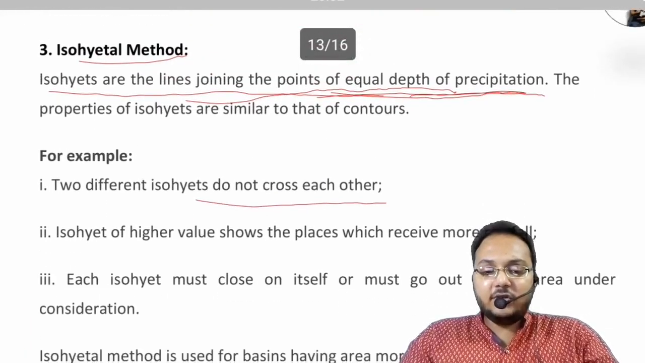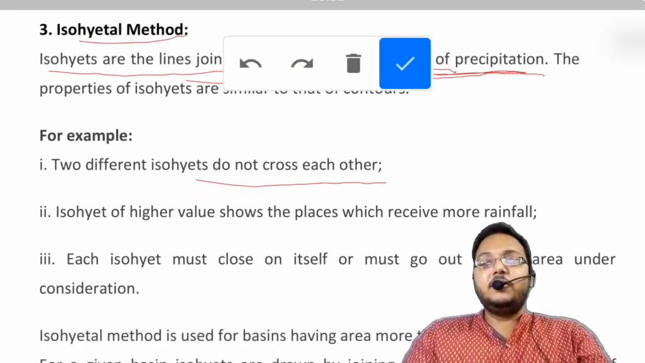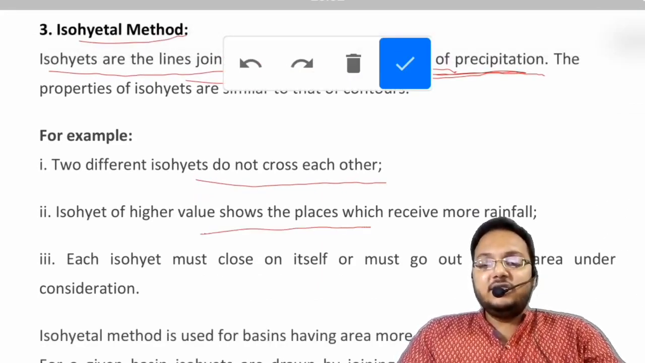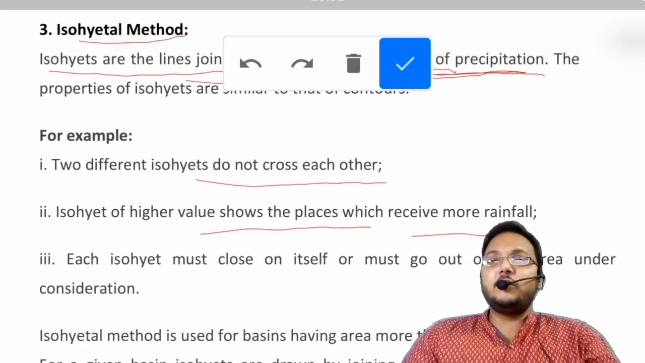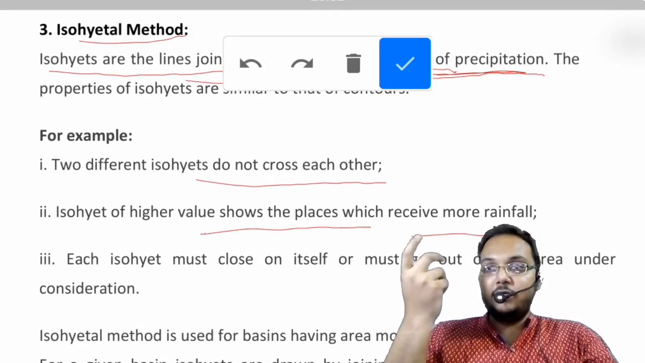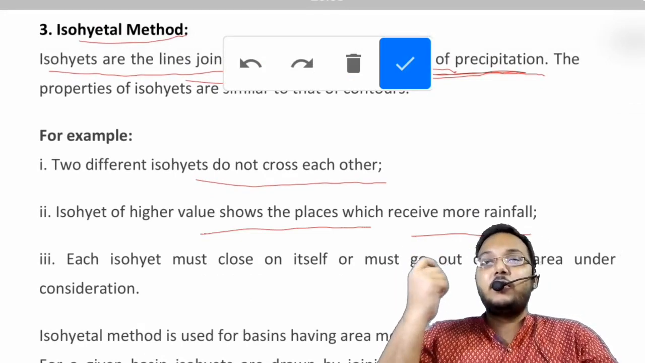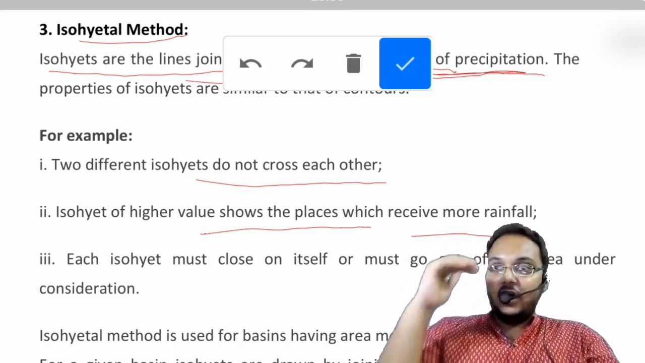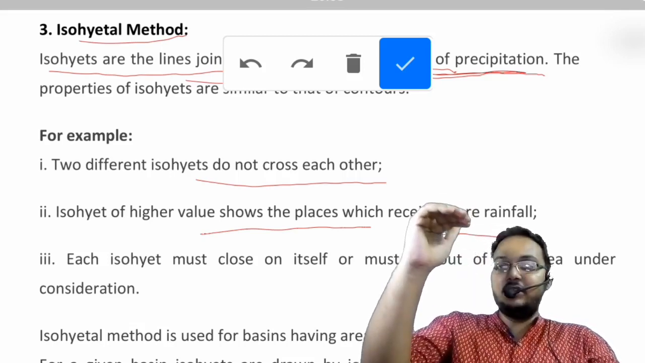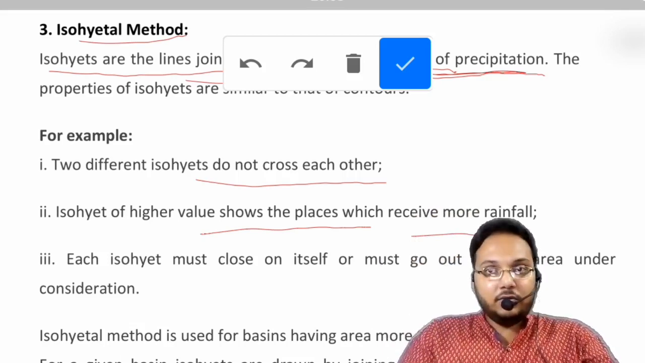Next, isohyets of higher value show the places which receive more rainfall. So isohyets of higher value show the places which receive more rainfall. Just as we knew that contours of higher values show a higher land, a higher place or a higher altitude, it is somewhat like that only.